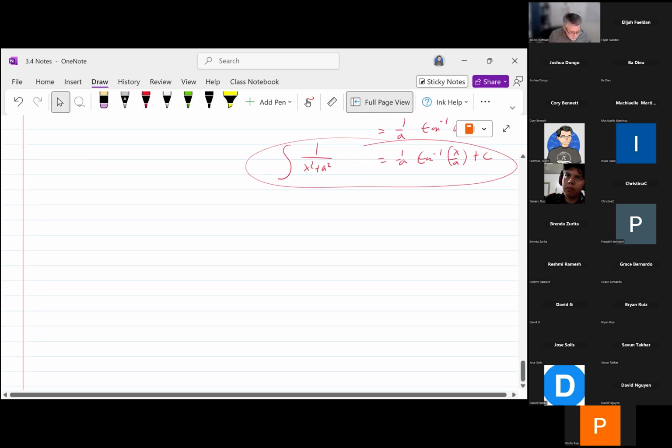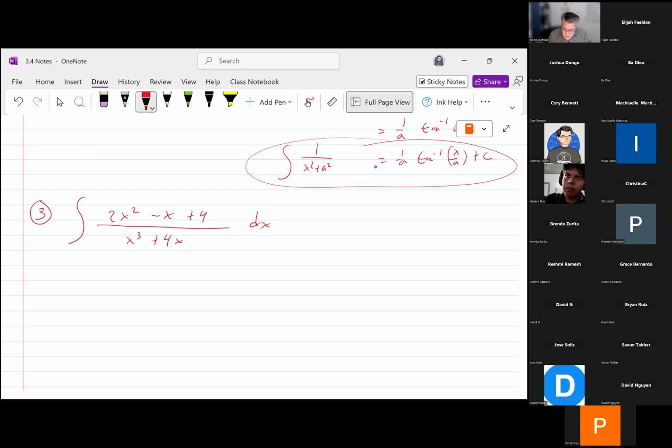Okay, so let's do the last problem here, number 3. We want to integrate 2x squared minus x plus 4 all over x cubed plus 4x dx. Is the numerator smaller than the denominator? Yes, it is. So we're good there.